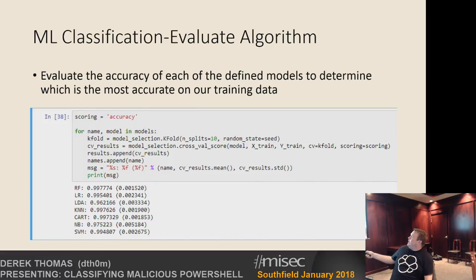So here I'm defining the fold criteria. Again, this is part of scikit-learn. I'm saying let's split it up 10 times. I'm going to use the same seed I used before, which is the random seed that was set to 7.